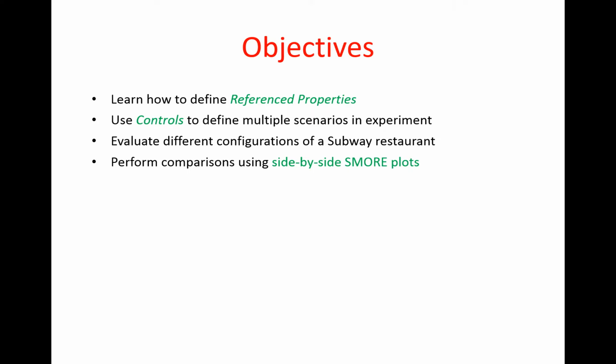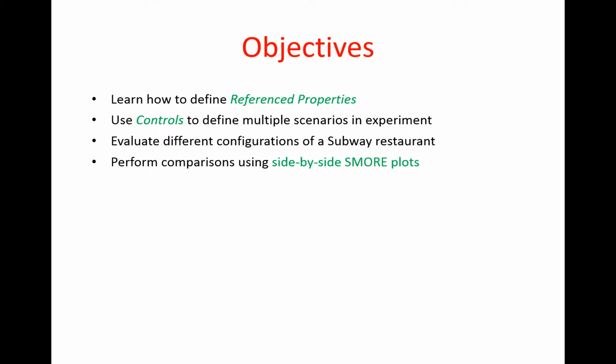This is the third and last video in the module on referenced properties and experiment controls. In the first video of the module, we talked about why we need referenced properties and why this is an important feature of Simio in order to perform direct comparison of multiple scenarios or system configurations without complicating experimentation.